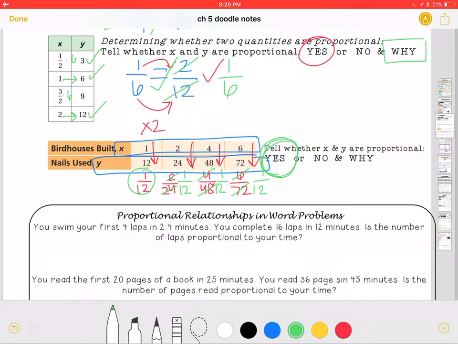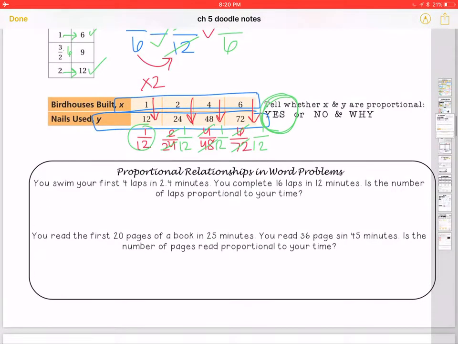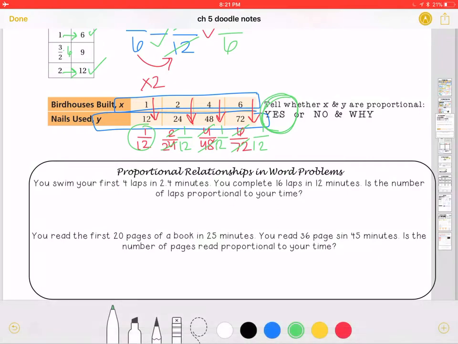Awesome. All right. Proportional relationships in word problems. First one, you swim your first 4 laps in 2.4 minutes. You complete 16 laps in 12 minutes. Is the number of laps proportional to your time? So my first, I completed 4 laps in 2.4 minutes. Is that equal to completing 16 laps in 12 minutes?